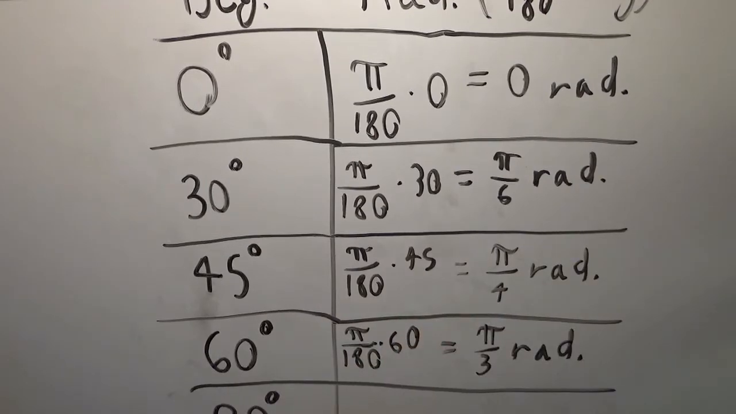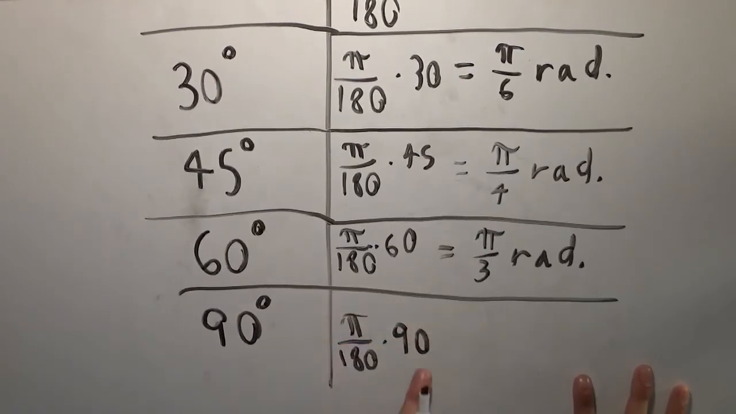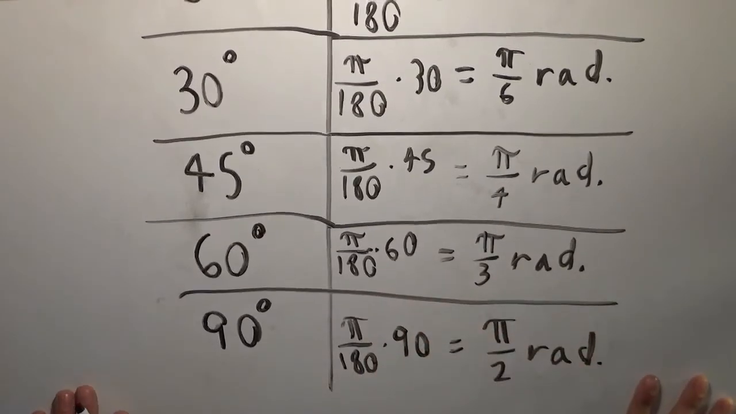And 90 degrees is probably the easiest, other than 0 degrees. All we have to do is multiply 90 by pi divided by 180, and since 90 is half of 180, that must make 90 divided by 180 the same as 1 divided by 2, times pi gives us pi over 2 radians. Now let's confirm.